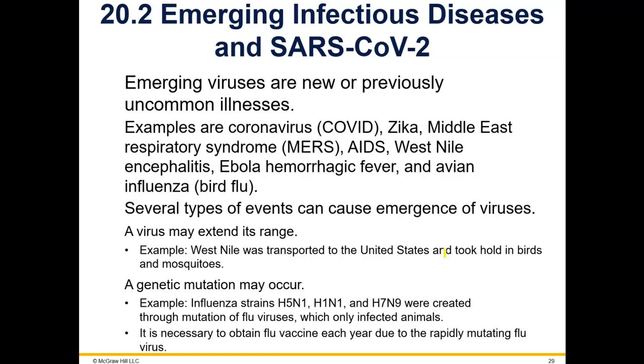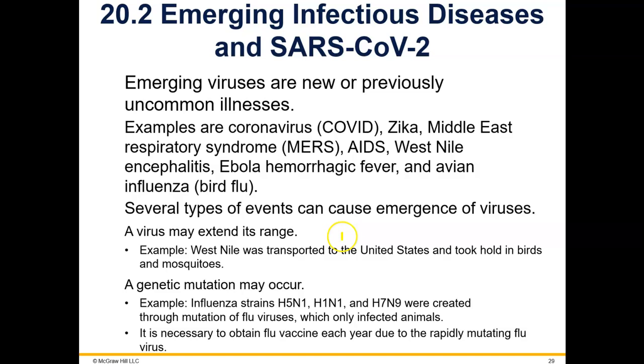Now, you may have heard of emerging diseases. Emerging viruses or emerging diseases are either new or uncommon illnesses that are now common. So examples of emerging viruses are coronavirus, which COVID-19 is one, Zika, Middle East Respiratory Syndrome, or MERS. AIDS is the disease. The virus is HIV. Even though it's been around since the 1980s, we still consider it an emerging virus. West Nile, encephalitis, Ebola, avian flu.